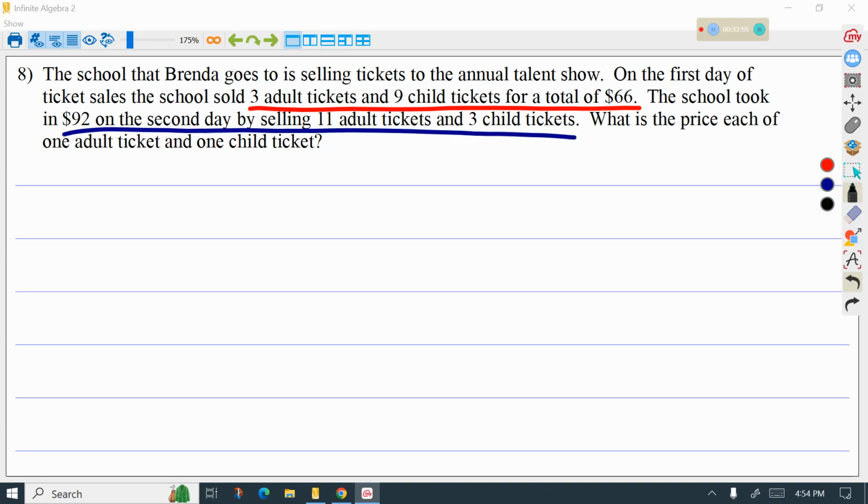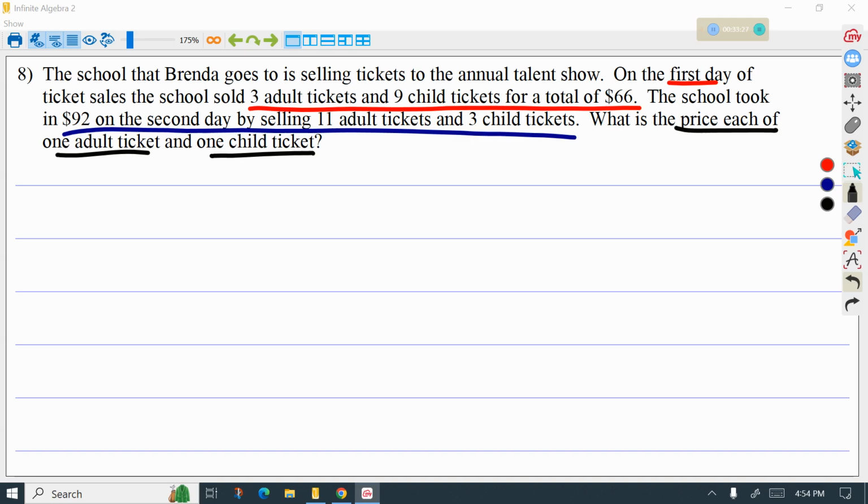The most important part is first that you write down which variable is going to take track of what, okay? And we should also read the question. So if we look at this, it says the school that Brenda goes to is selling tickets to the talent show. And on the first day of ticket sales, the school sold 3 adult tickets and 9 child tickets for a total of 66. That's on the first day, all right? But on the second day, so that's going to give us a second equation, they made $92, so they made more money, and they sold more tickets. So what we want to know is what is the price of 1 adult ticket and 1 child ticket.